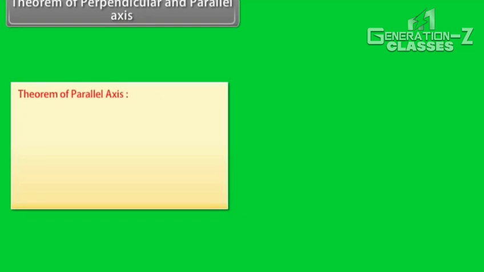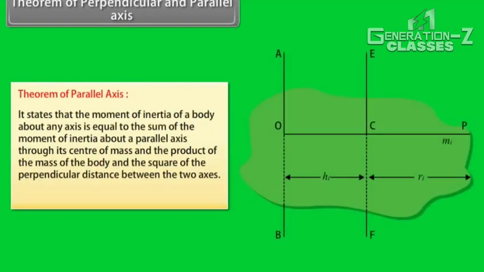Theorem of parallel axis states that the moment of inertia of a body about any axis is equal to the sum of the moment of inertia about a parallel axis through its center of mass and the product of the mass of the body and the square of the perpendicular distance between the two axes. I = ICM + MH².